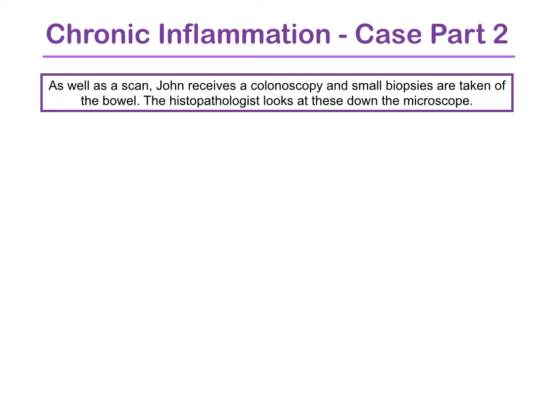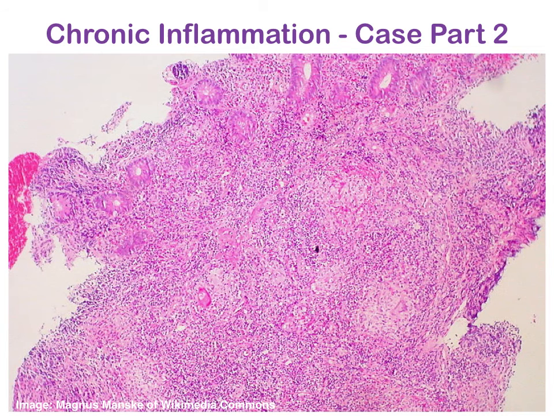So as well as a scan, John then goes and has an endoscopy. So he's had both done because they were quite concerned what was going on. And so a histopathologist gets samples of his tissues, they cut it up, and look at it down the microscope. And what they see is this.